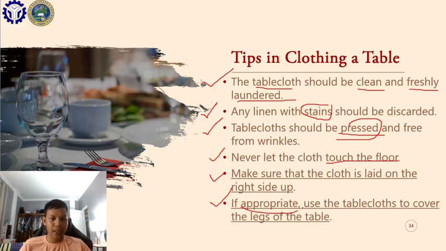If appropriate, you need to use the tablecloth to cover the legs of the table, especially if the legs of the table are not good looking or there is something wrong, like damage, or, for example, the paint is not well painted. We need to make sure that it is covered by the tablecloth.